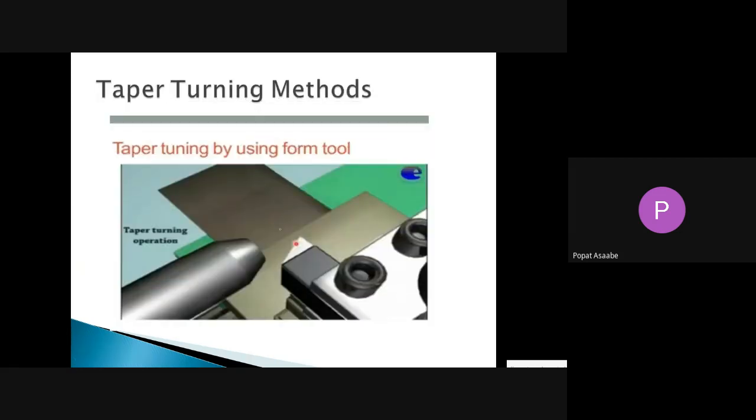And the last method we have seen is taper turning by using a form tool. In this method, whatever taper angle is there, that much angle we have to give to the single point cutting tool tip. That means we have to grind the single point cutting tool with respect to this angle. And then we have to give the feed to the workpiece in the direction perpendicular to the lathe axis. It will produce this taper angle.